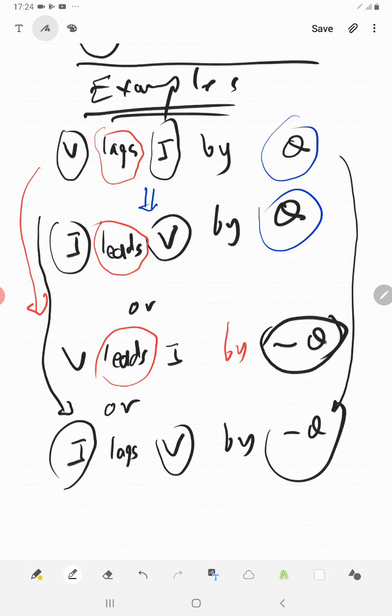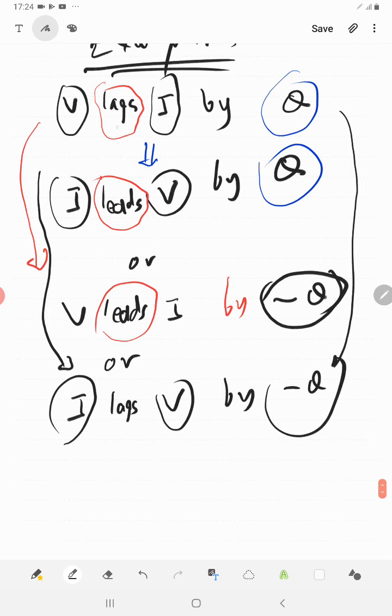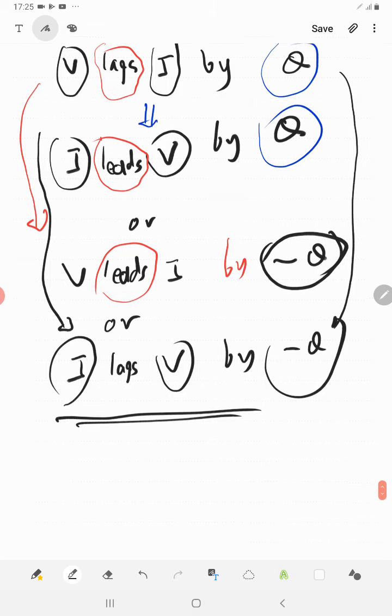In the first example here, the operations were swapping I and V and changing lags to leads, so we keep theta unchanged. The second one, we did not swap, but we changed lags to leads and we changed theta to minus theta. That's correct. The third one, we did not change the lags, but we swapped V and I, so that's one operation. And the second operation is changing theta to minus theta. All these are correct, okay?